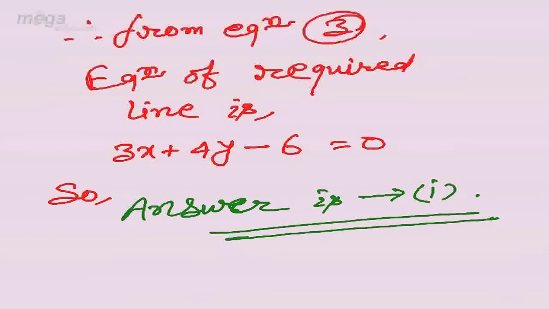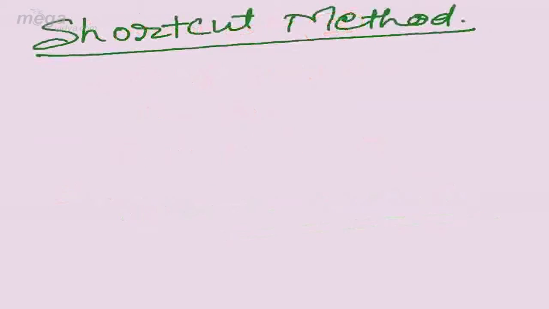So the answer is option number 1. Student, I solved this question by using the distance formula, the distance between two parallel lines. But there is a shortcut method. The shortcut is that for the line which is mid parallel to the two given parallel lines, we put the same a and b, and we take the average of the two c's which are given in the two equations.